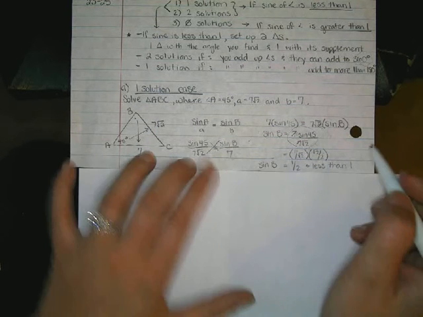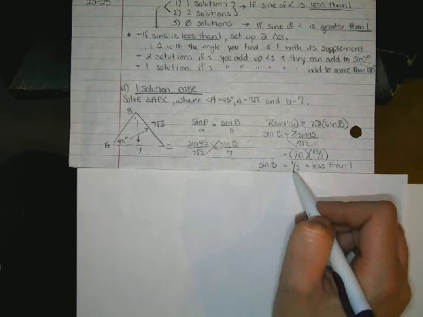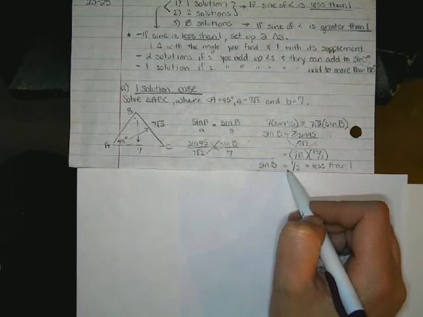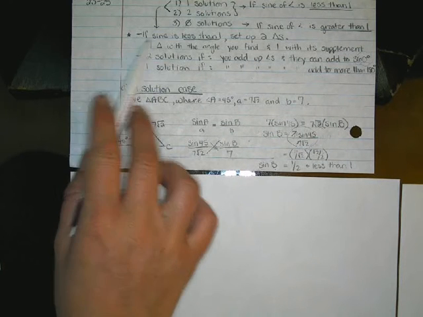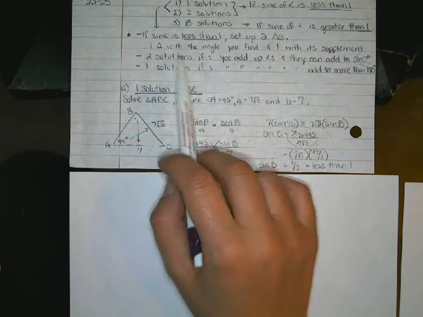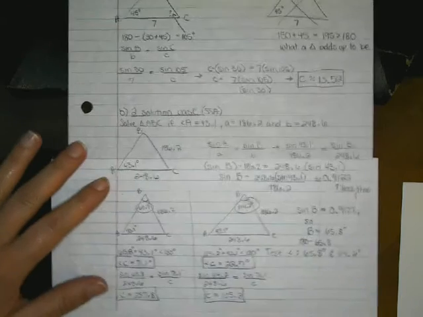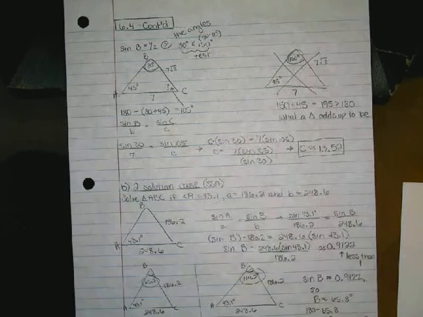Well, if I go back up here to this scenario, it says if the sine is less than 1, then I have to set up two triangles. And because this is less than 1, I have to set up two triangles. And these are the two triangles. So it's kind of crazy here, so let me try to help you out. Notice all I did was copy this triangle over here. So the sine of B is equal to 1/2.